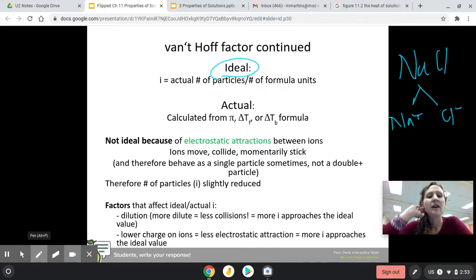And here's why the Van't Hoff factor does not act ideal all the time.